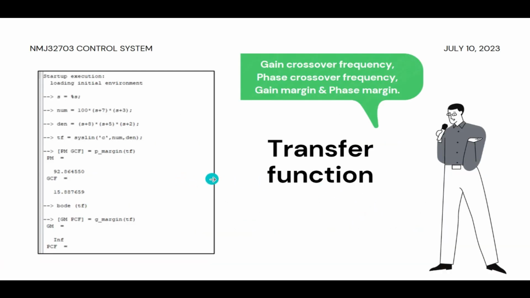Using the transfer function, I assume the values: A is 7, B is 3, C is 8, D is 5, and E is 2. The value of K is 100. So we substitute the numbers in this code. Num represents the numerator and den represents the denominator.